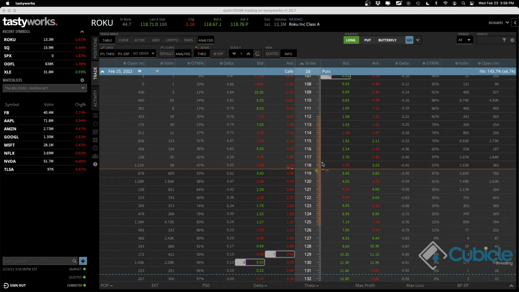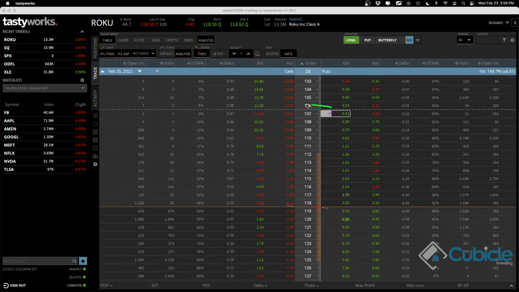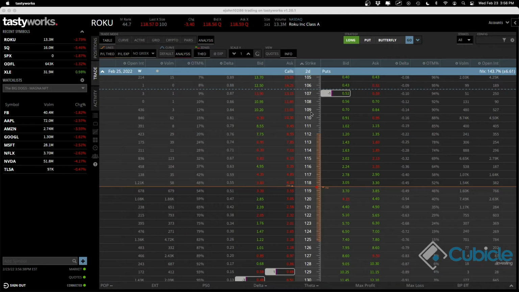So as you can see, the price of Roku is pretty much exactly where I want it to be. It's right in the middle, smack dab in the middle of my position. The ratio spread that's on the call side, and also the short put at the strike price 107. Right. So again, the objective of this trade is for it to stay below 129, or really 130, and above 107. So far the trade is looking good.